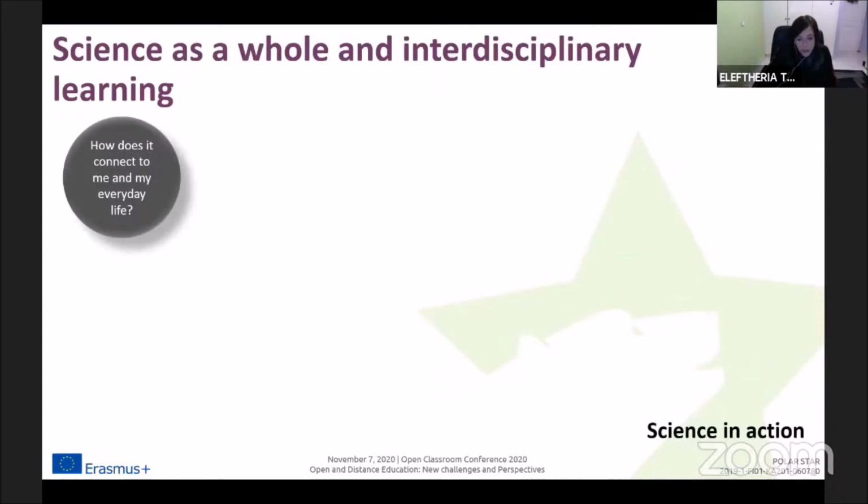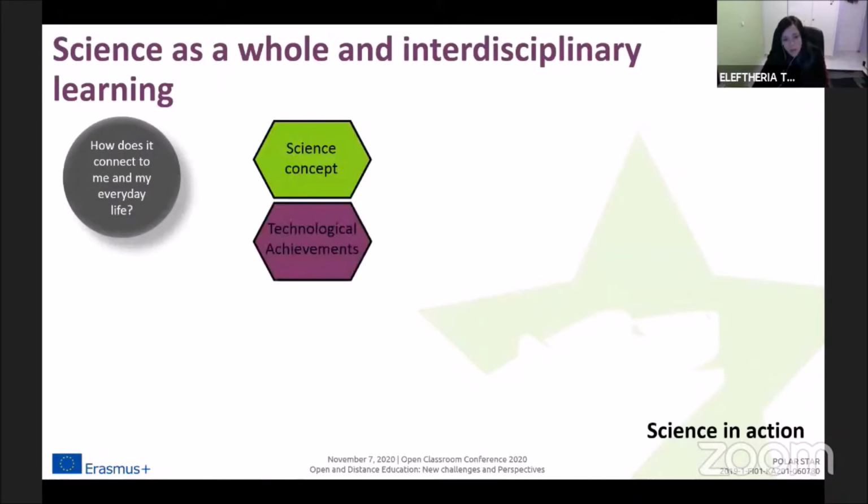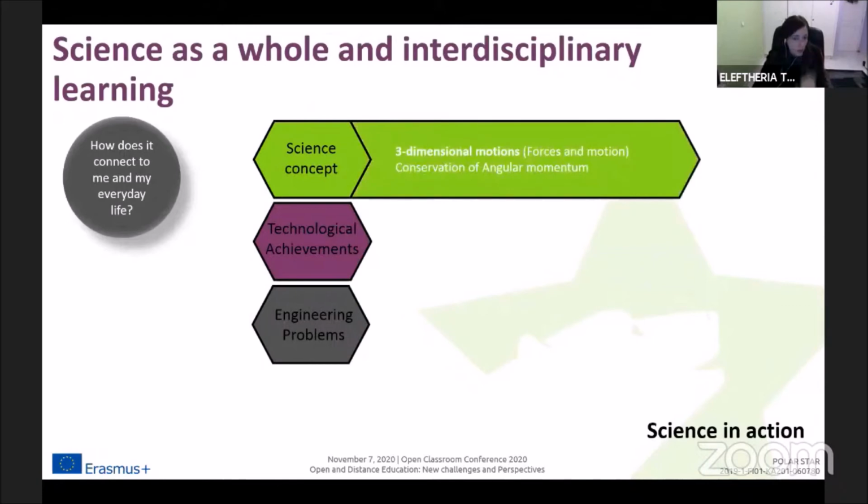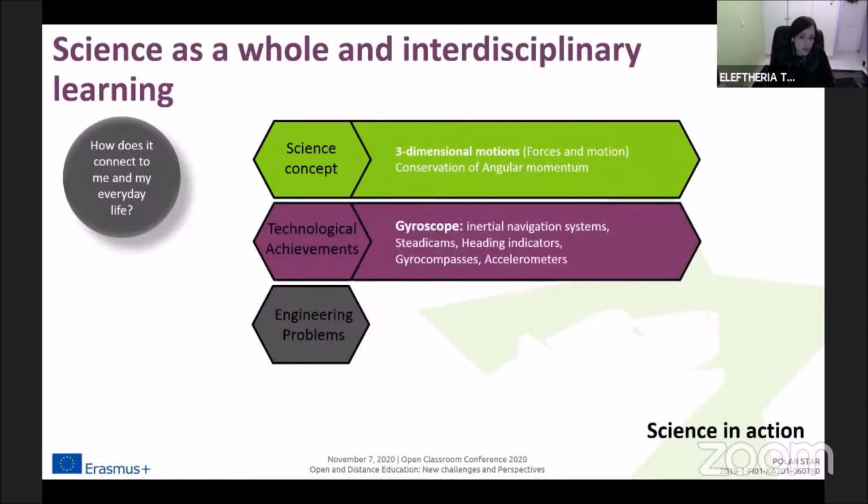So to get to the third part that we haven't discussed yet, the technology and engineering part, this is also, again, like seeing science in action. You have a science concept which is related to technological achievements and engineering problems. So, for example, if you're teaching your students angular momentum and the conservation of angular momentum, even for me as a physicist, if I have to teach it, I will probably get bored doing that. But if I do that by talking to my students about the gyroscope, or if I do it by playing around with Steadicams or accelerometers or gyro compasses, then it would definitely be much more fun.